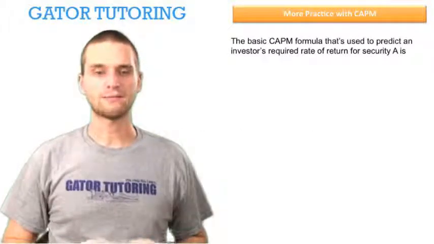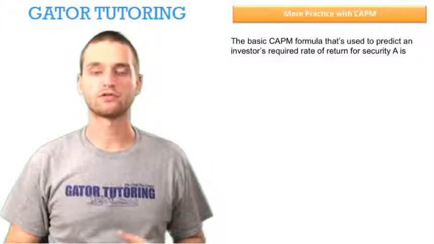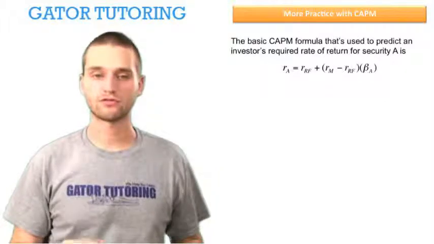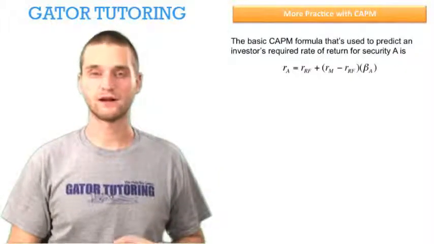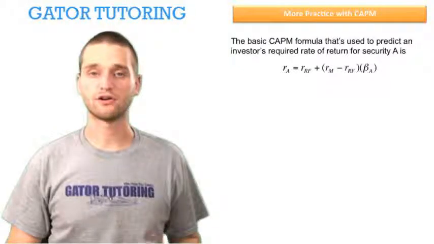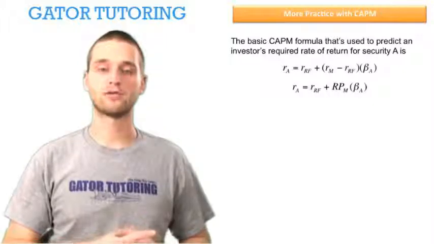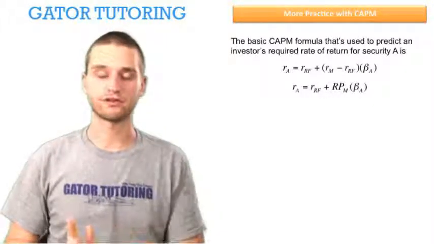The basic CAPM formula that's used to predict an investor's required rate of return for security A is: the return on A is equal to the risk-free rate plus the return on the market minus the risk-free rate, times the beta of security A. Notice that we can also write this as the risk-free rate plus the risk premium on the market times the beta of security A.